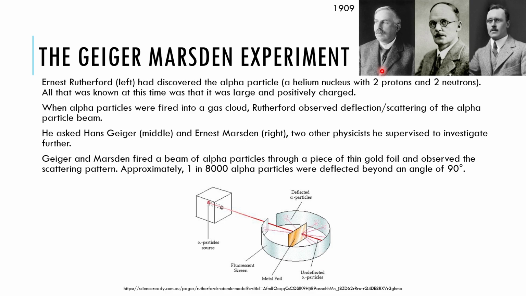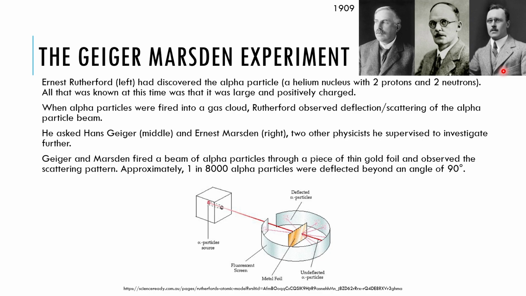And so in some experiments where Rutherford was firing some alpha particles into a gas cloud, he observed that there was deflection and scattering of the particle beam. And so he wanted to try and figure out what was causing this. So he got 2 other physicists who he was supervising at the time, Hans Geiger and Ernest Marsden, to investigate his observations further.